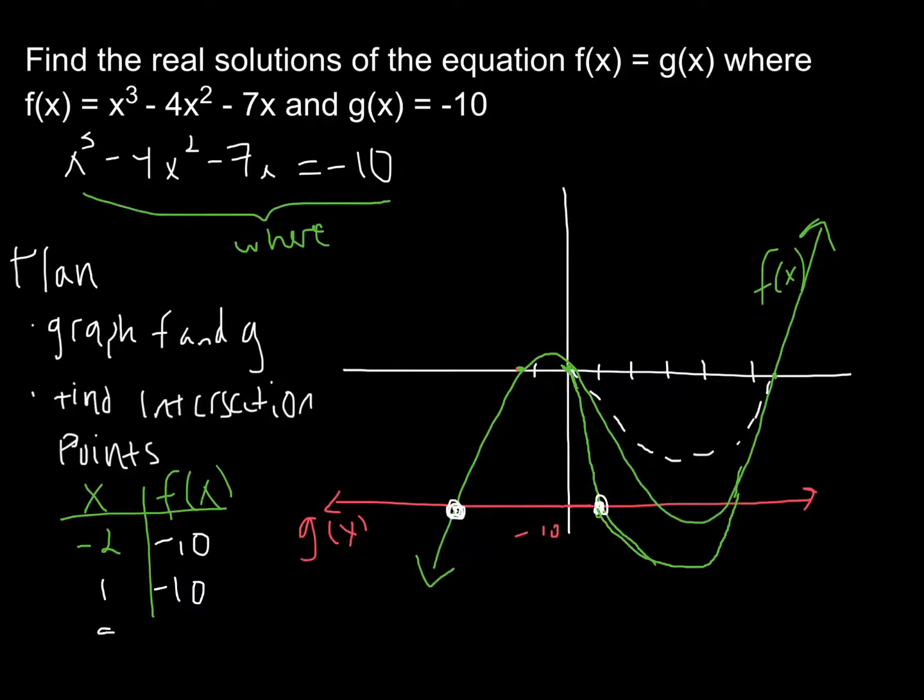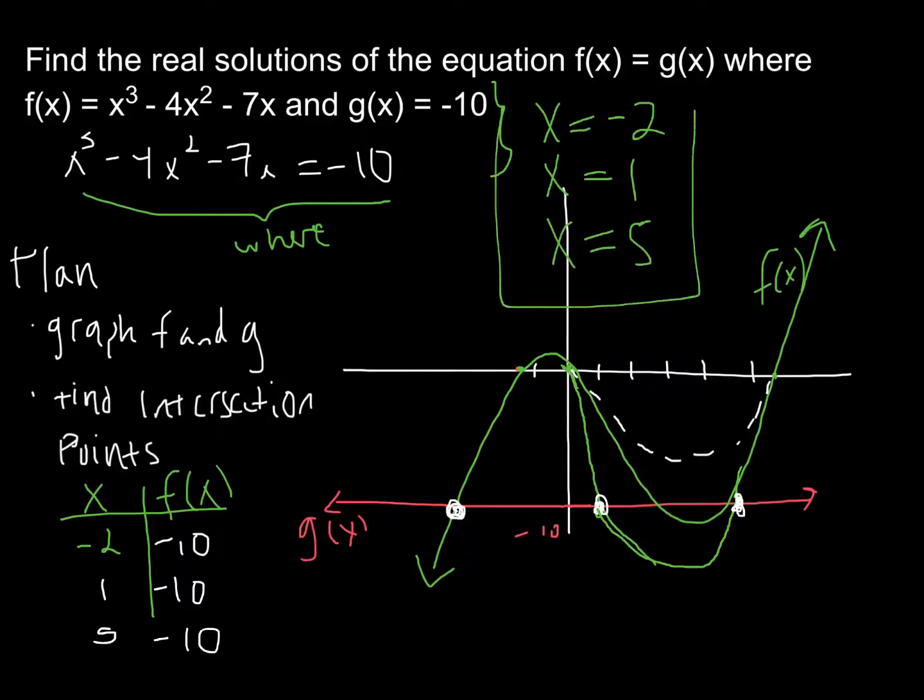And eventually you're going to get to 5, and when you plug in 5, go ahead and try that, you're going to end up getting negative 10 as well. And so that's another point of intersection. And so the solutions to my equation, and I'm just going to write the answer up here: when x is equal to negative 2, they're equal. When x is equal to 1, they're equal. And when x is equal to 5, they're equal.